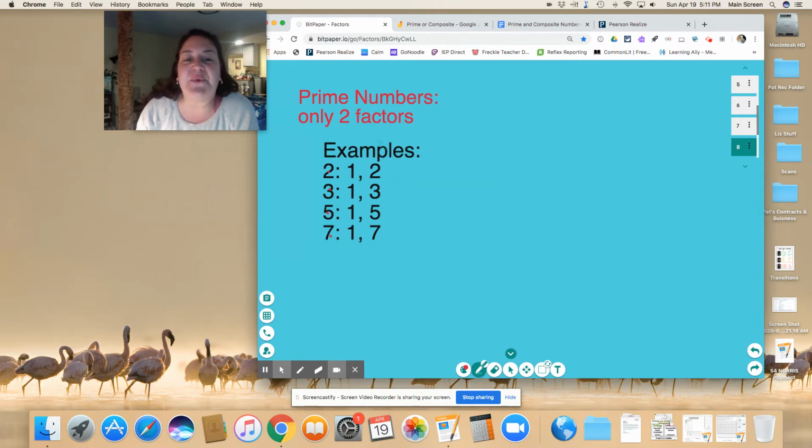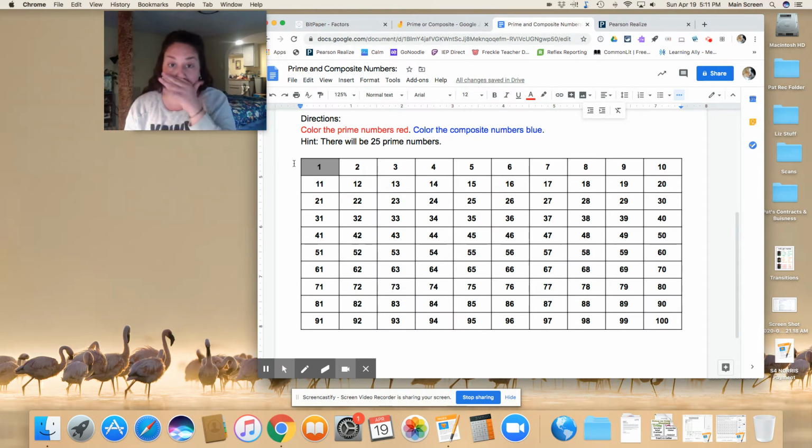Okay, so if I wanted to show this on my chart, I would go back to my chart, okay? Oh, one more thing. The numbers 0 and 1 are not prime or composite, so we don't need to worry about them at all, okay? That's why I made the number 1 on this chart gray, because it's not prime and it's not composite. It's just a number, okay?